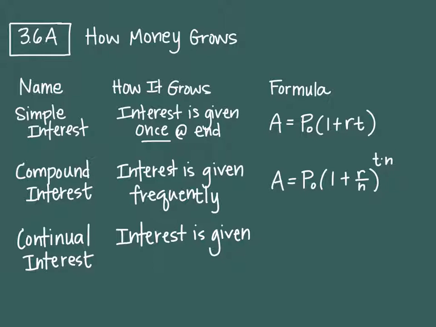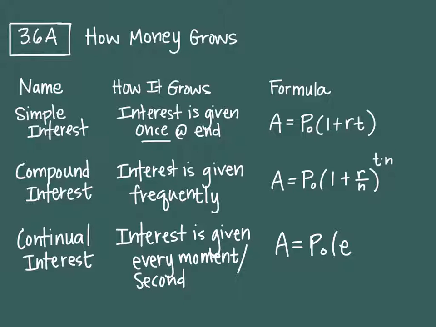In this case, interest is given every moment, every second of every day. That is always being awarded. What's good about this is that the more often you get interest, the more that interest can earn interest. The interest you get the second time can earn interest too. If they give it to you continually, every second of every day, you accumulate interest a lot faster. That formula is A equals P sub 0, and now is when we use E.